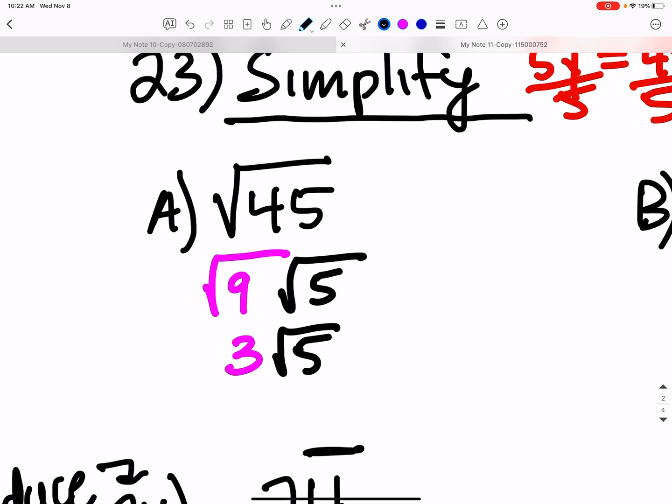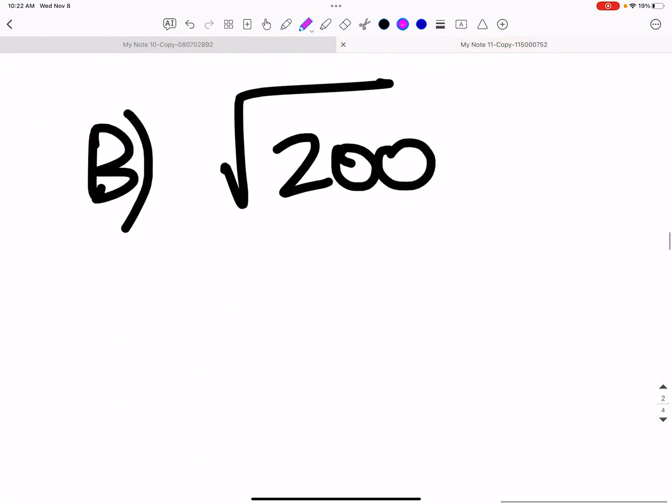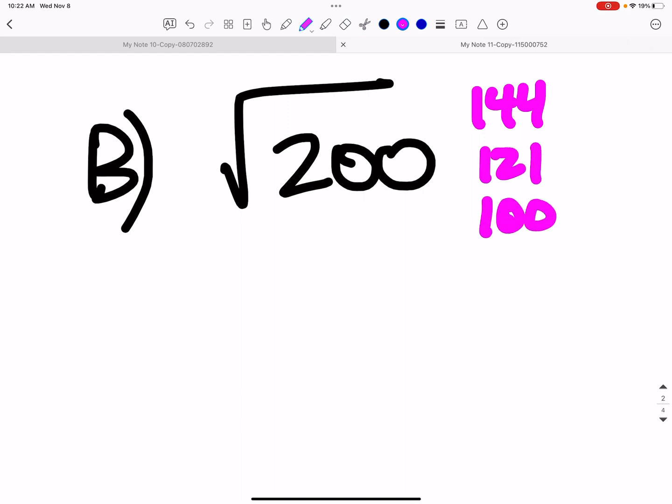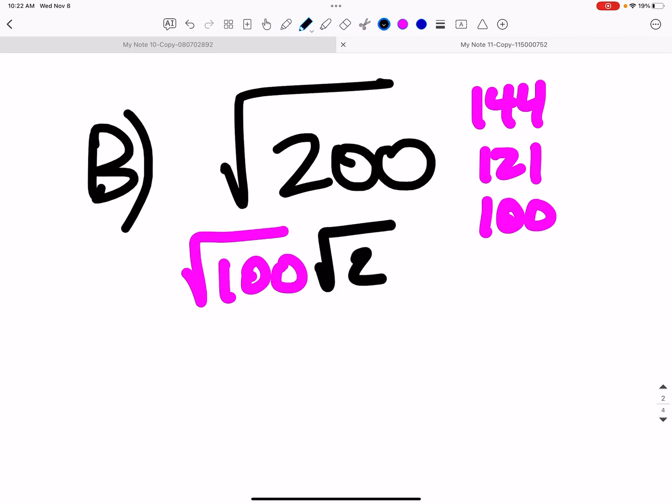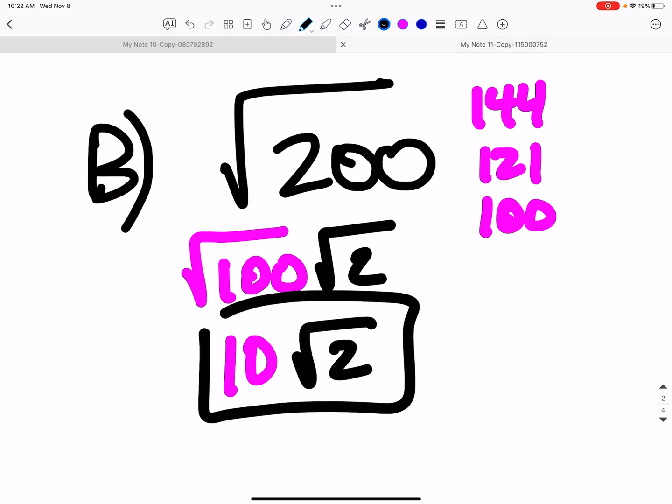You guys remember these. 200. I go through my pink numbers. 144 doesn't go in. 121 doesn't go in. 11 times 10 times 10 is 100. Oh, that goes in. Okay, square root of 100 times the square root of 2. The square root of 100 is just 10, so this is 10 times the square root of 2.